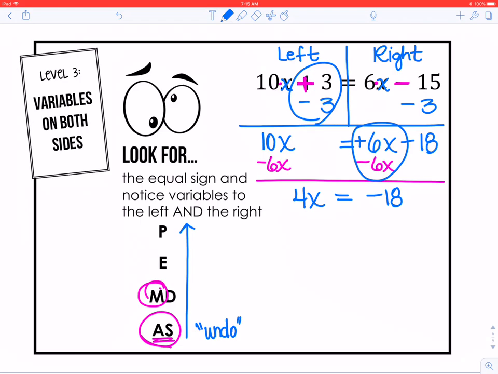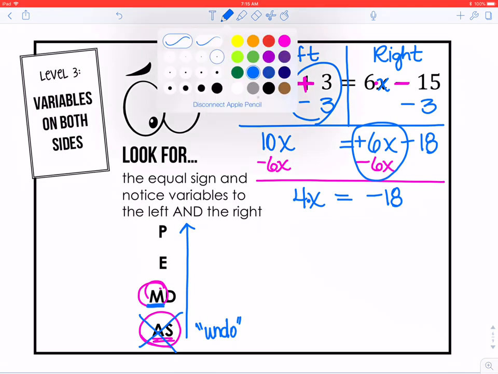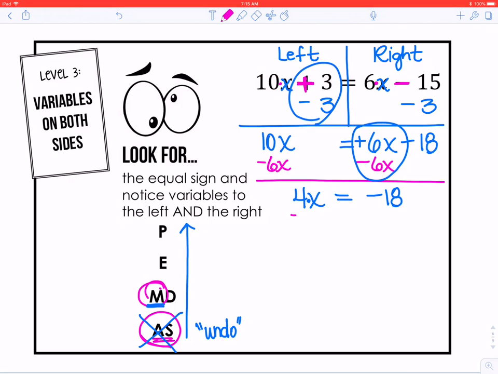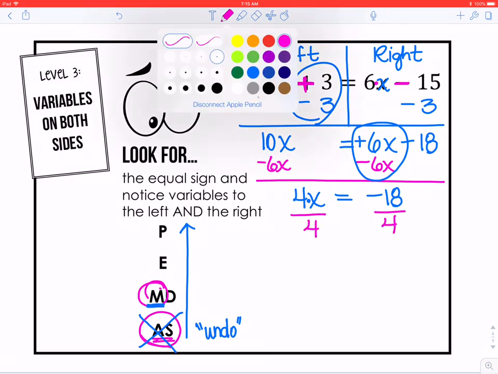Okay, so last thing that we have to undo, we had extra sets of addition and subtraction to undo. And so we've taken care of that. Now we need to undo the multiplication, right? 4 times x, because they're sitting side by side. Inverse operation for multiplication is division. So divide by 4, divide by 4.